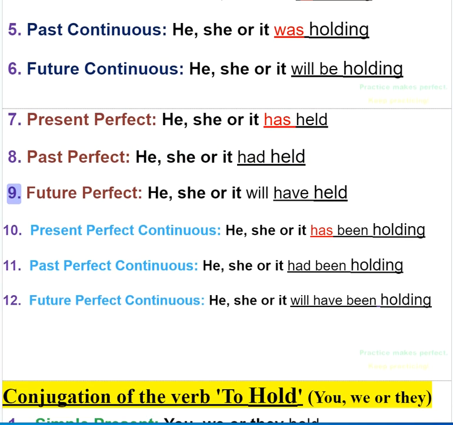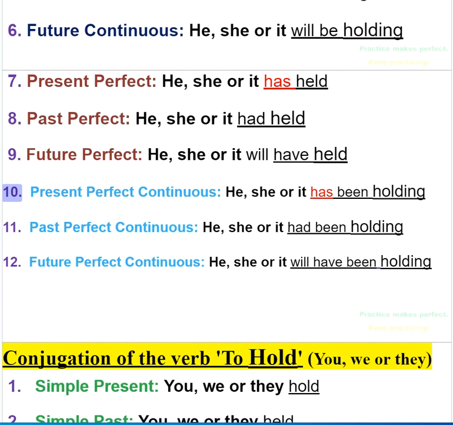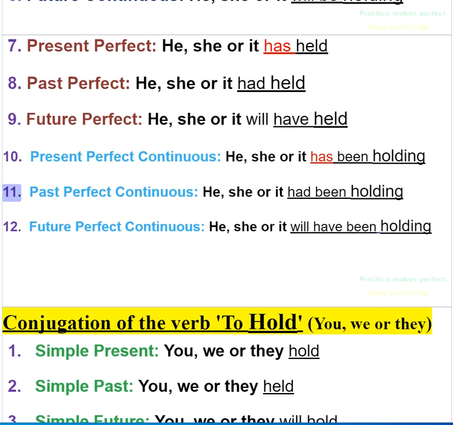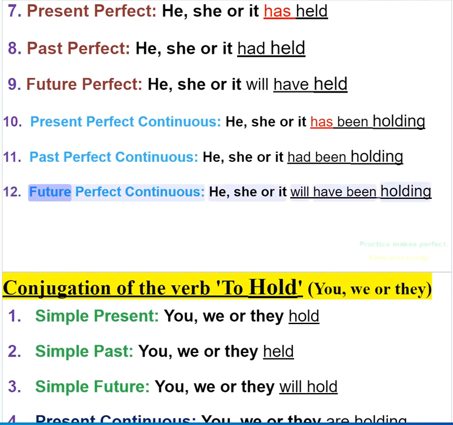9. Future perfect, he, she or it will have held. 10. Present perfect continuous, he, she or it has been holding. 11. Past perfect continuous, he, she or it had been holding. 12. Future perfect continuous, he, she or it will have been holding.